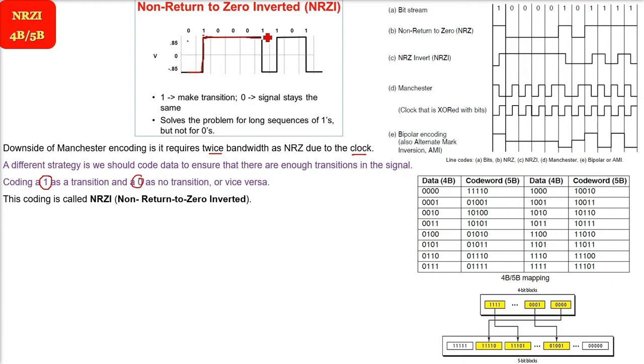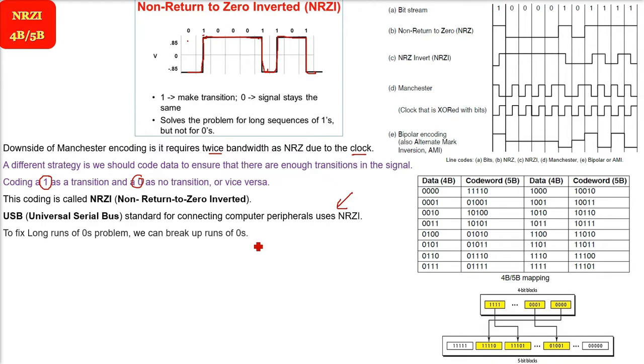Now you get a 1, make a transition. Again 1, make a transition. 0, keep it straight. Again 1, make a transition. This is called NRZI. In Universal Serial Bus, USB, the standard for connecting computer peripherals, they use NRZI.